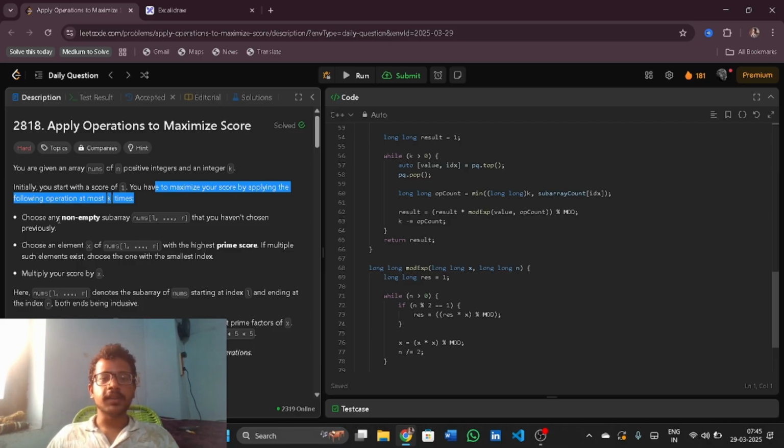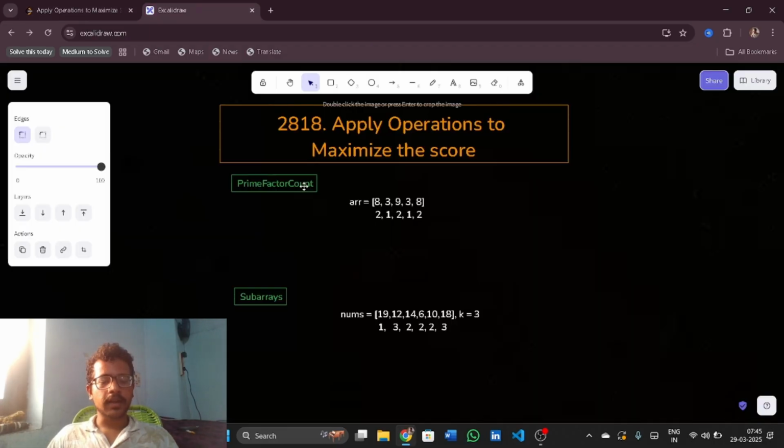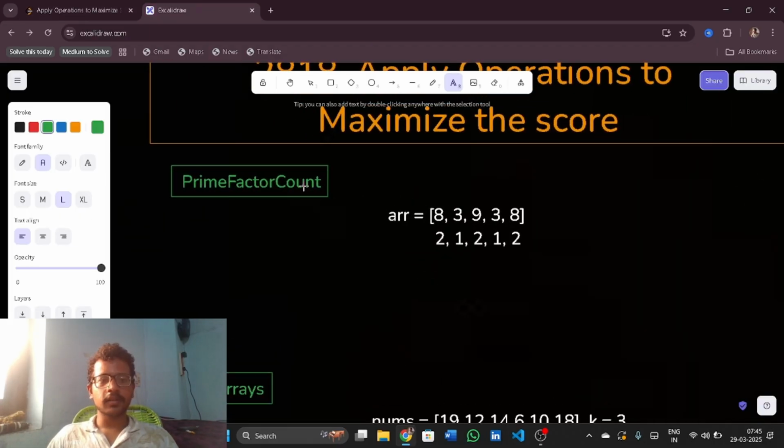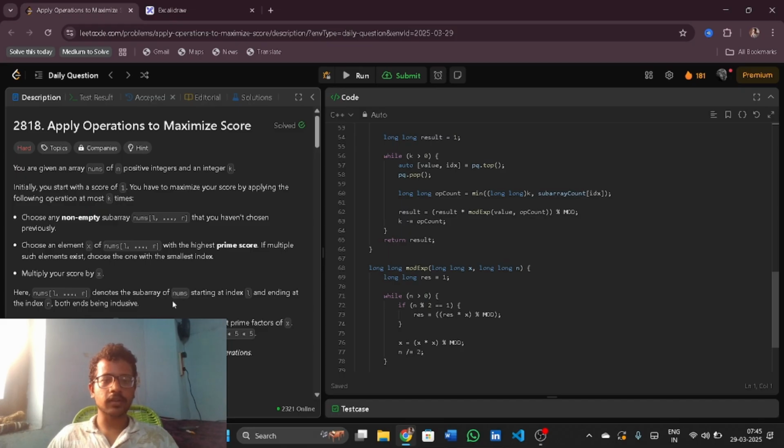Now, what is the operation? In one operation, we need to choose a non-empty subarray from L to R that you haven't chosen previously. Let us first understand the question and read the whole description. Choose an element x of nums[L..R] with the highest prime score. If multiple such elements exist, choose the one with the smallest index.